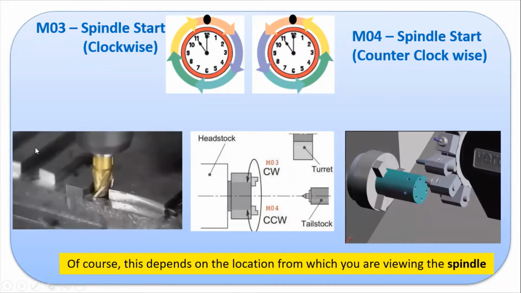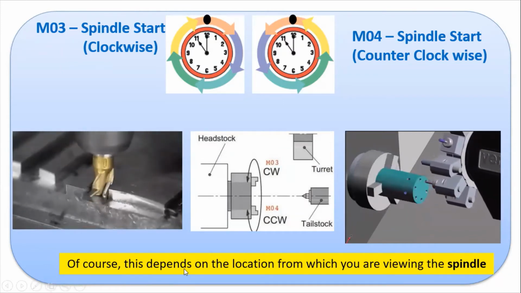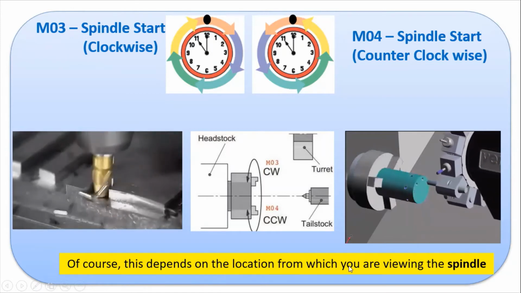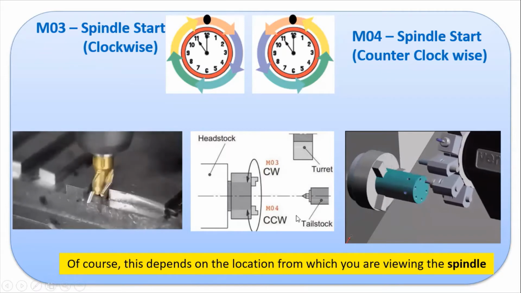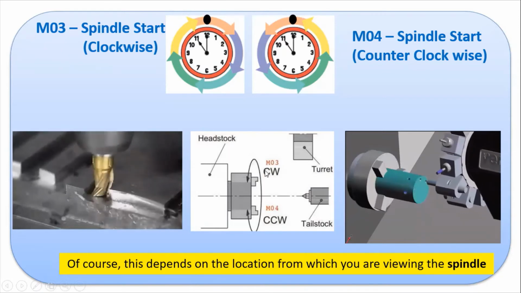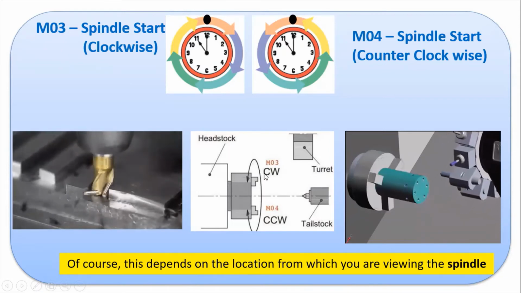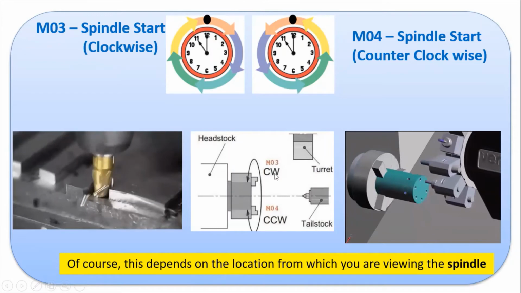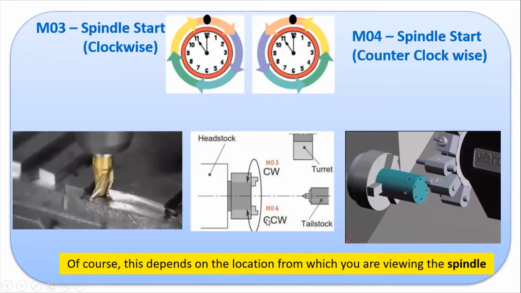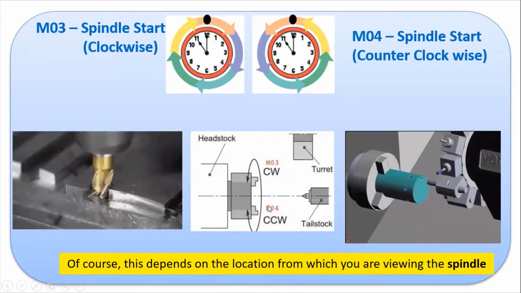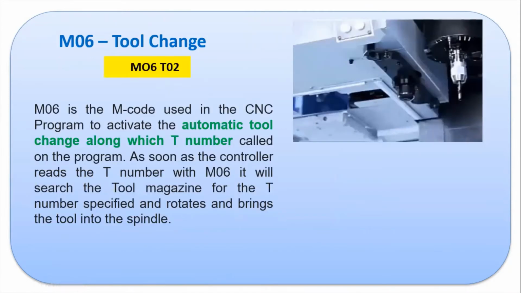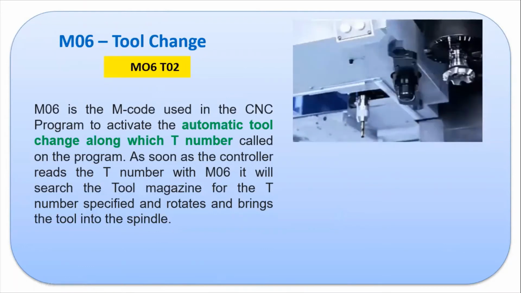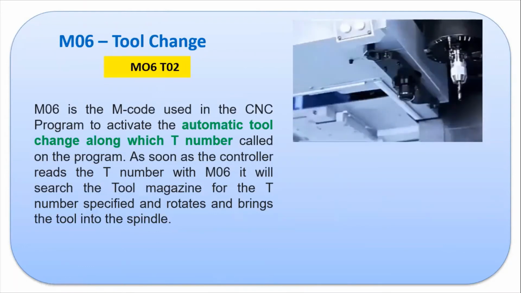But one important thing is that these depend on the location from which we are viewing the spindle. Means always there will be a confusion. Right? So it always depends on where the operator is standing. So in this direction you can see here the spindle is rotating. That's why clockwise is M03, and anti-clockwise, or counterclockwise, is denoted by the M04. Your next command is the tool change, that is M06.